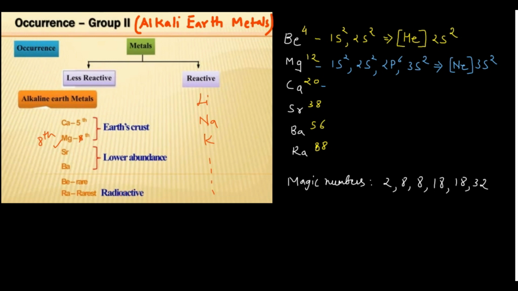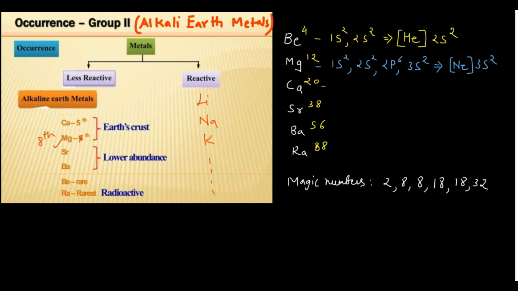If you want to know their trivial or older names, you can go through the textbook. Magnesium is known as magnesia, beryllium is known as beryllia, strontium is strontia, and barium is baryta. All these things you should know.